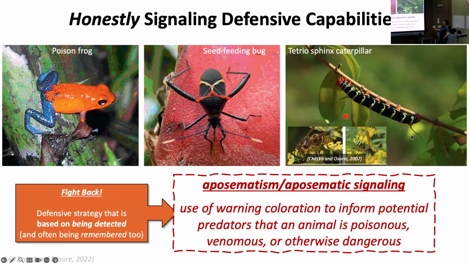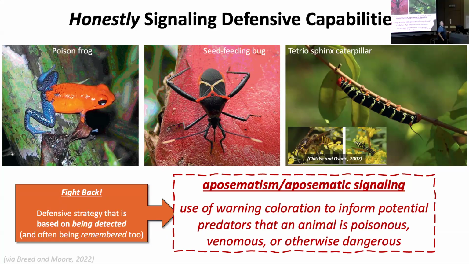This type of highly colorful signaling that correlates with the ability of the animal to cause a digestive issue or possibly lead to even death, we call that aposematism, or aposematic signaling. It's the use of warning coloration to inform predators that an animal is poisonous, venomous, or otherwise dangerous. This is saying that it will possibly die in the interaction, but it will take the predator with it. So the predator can learn that very quickly. So aposematic signaling, that's bright colors indicating poisons. That's what we're talking about there.